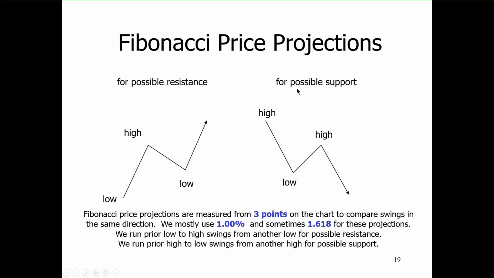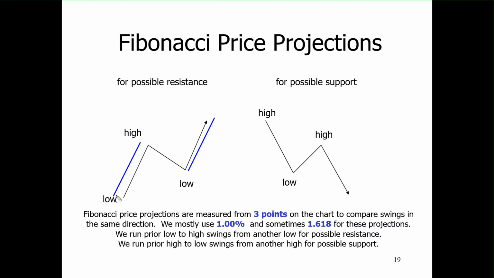So that's extensions. Now, the third type of price relationship that I'm going to use on the chart is what I like to call Fibonacci price projection. Now, the only issue with this is that some of the programs that are out there call this the extension tool. The tool that allows you to choose 3 points is the extension tool, which gets confusing. But bottom line, it doesn't matter what you call it. It matters that you're comparing swings in the same direction using 3 points.